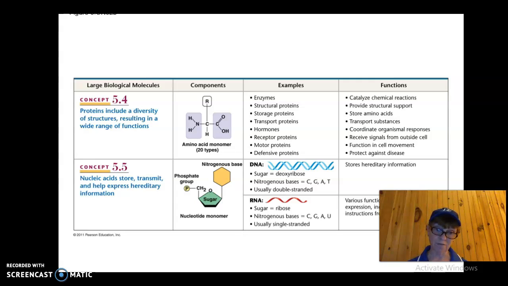So here we have the nucleic acids. The nitrogen base is what makes that the nucleic acid. And again, the nitrogen bases you're going to have are cytosine, guanine, adenine, thymine, or cytosine, guanine, adenine, and uracil. And so that is really the only place that you're going to see the nucleic acids come up.